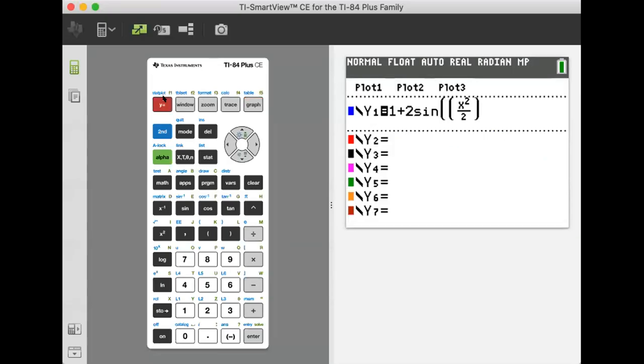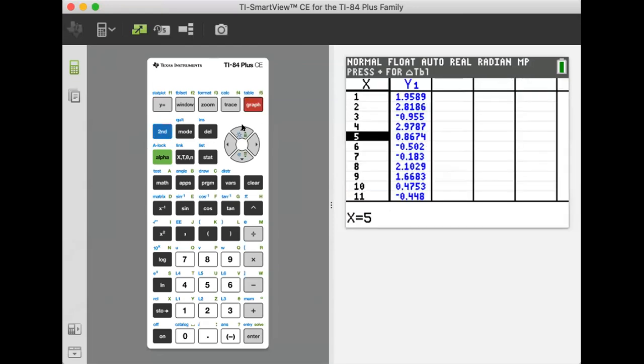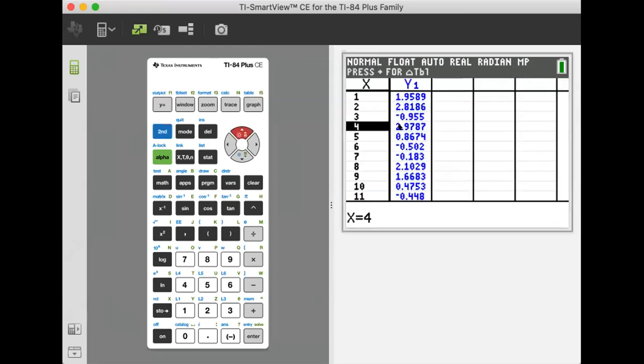All right, so look here. I have my equation. How do I get v of 4? How about the table? Second graph. My table says that v of 4 is equal to 2.9787. So write that down.